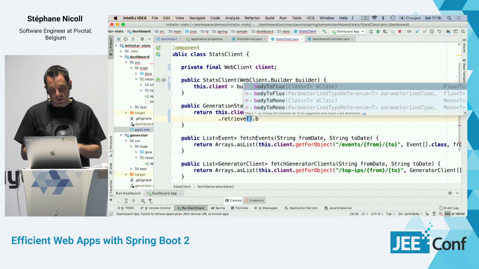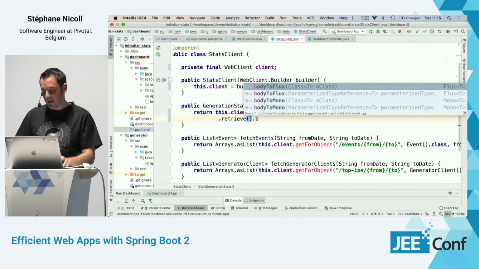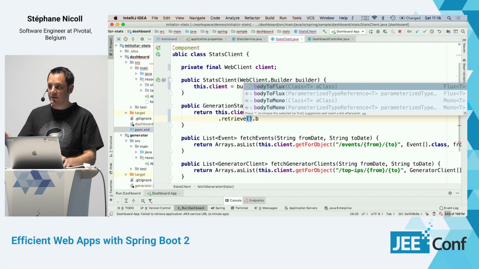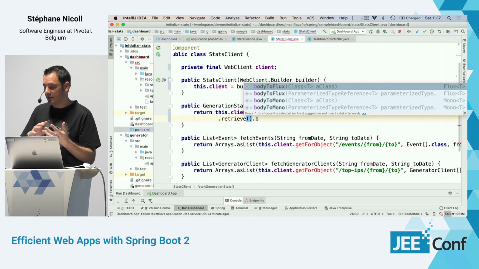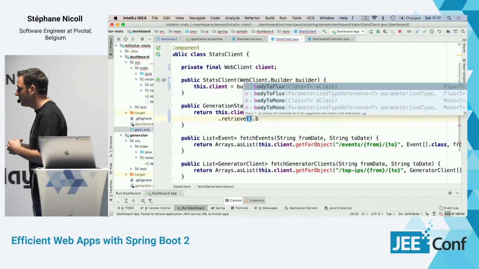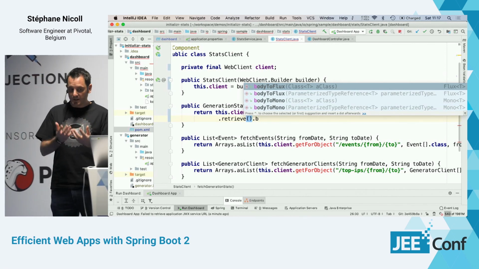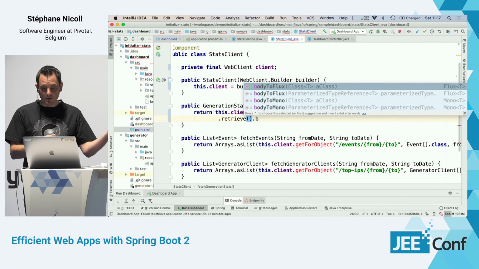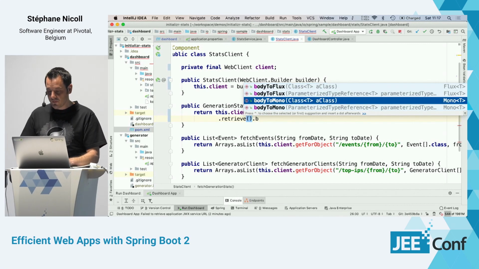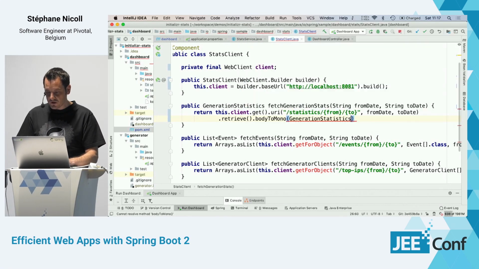So in this case, what I want to get is a single signal with the generation statistics object. So I'm going to get a JSON, the first JSON I've shown you on the command line, parse that, and when the parsing is done and I have the object, I want a single signal with the object. So I'm going to do body to mono generation statistics dot class, and of course that returns a Mono.